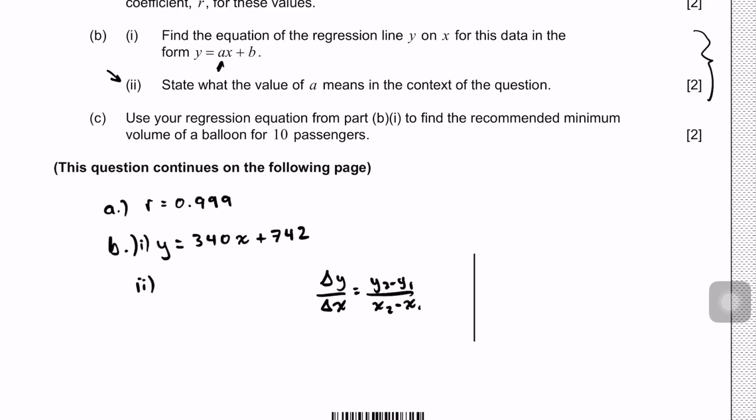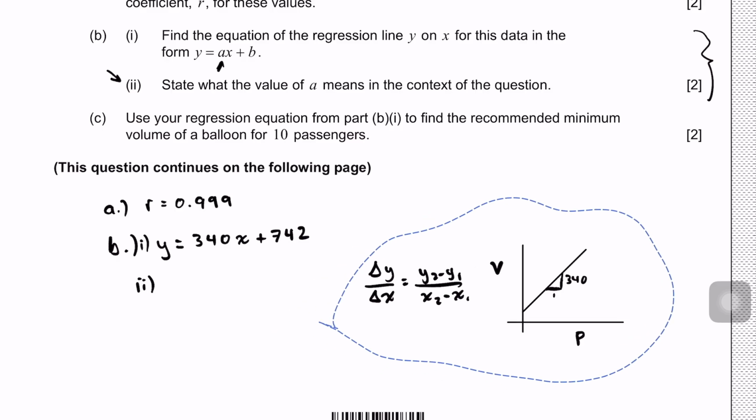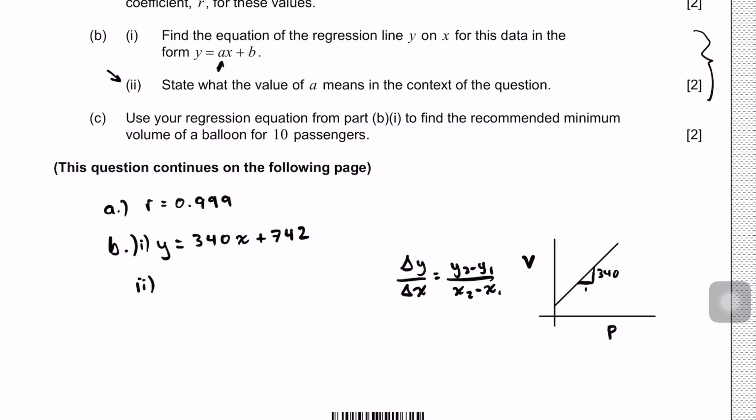I hope this isn't, again, too long, but here it is essentially. So this is volume and this is passengers. So what does this mean? As we increase the number of passengers, we need to increase the volume. So essentially, for every one passenger, what is the increase of volume? Well, we need to increase by 340 cubic meters for every single passenger that we take on board, I suppose. So how could we write that out in the context of this question?